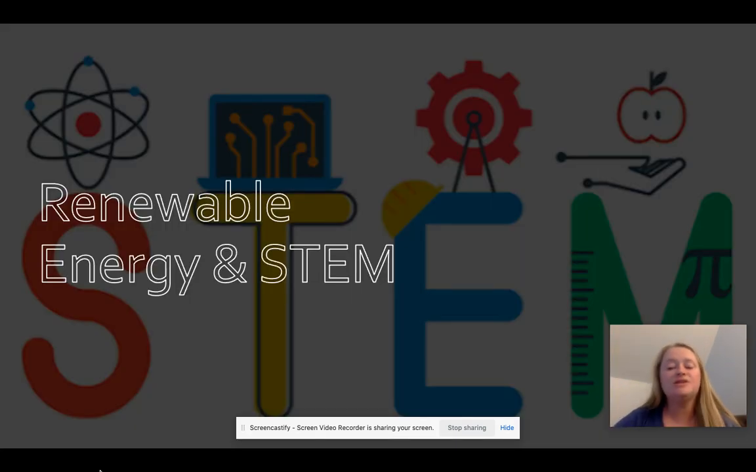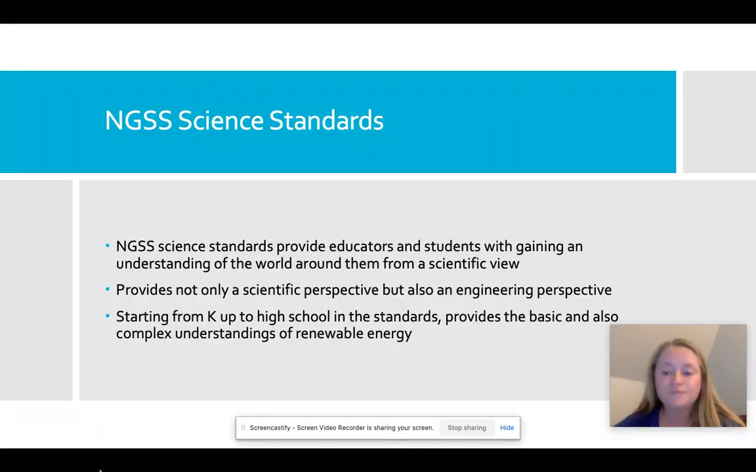Now, here's our connection to renewable energy and STEM. There are multiple NGSS science standards that can provide educational information for children from kindergarten up to high school. They provide educators and students with gaining an understanding of the world around them from a scientific view and an engineering view. Starting from K to high school, the standards provide the basic and also complex understandings of renewable energy.